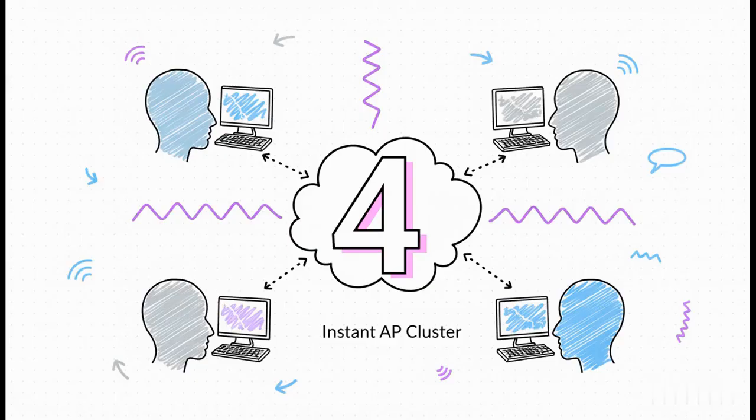Here's a little good-to-know fact for you, a real pro tip. When you're managing an Instant AP cluster from the command line, just remember, you can only have 4 SSH sessions open at the same time. It's one of those little details that can trip you up if you don't know about it. So just keep the number 4 in your head.